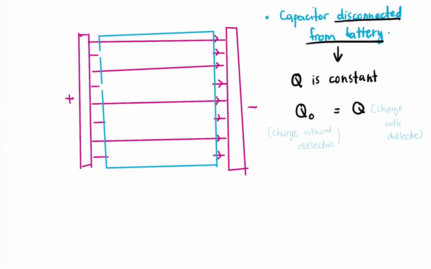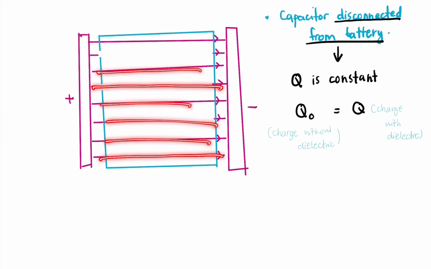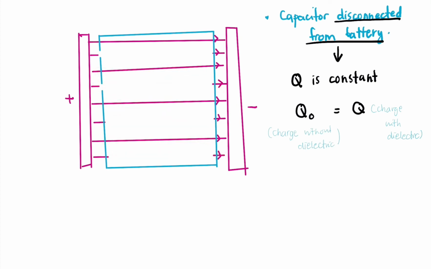So kalau kita tengok dekat sini, tadi awal-awal dia ada berapa? 1, 2, 3, 4, 5, 6, 7, 8. Initially dia punya electric field ada 8 lines. So now when we put in the dielectric, some of the electric field is cancelled. So we are left with 1, 2, 3, and 4. So as the lines of electric field decrease, it means that the strength of electric field also decreases.